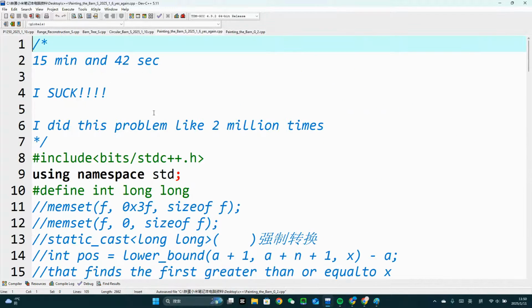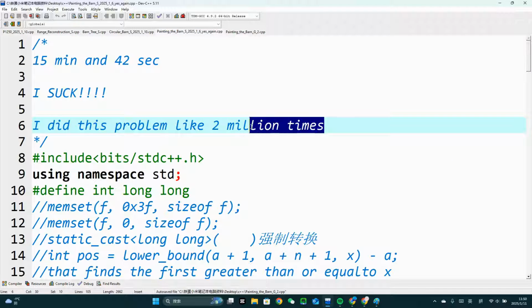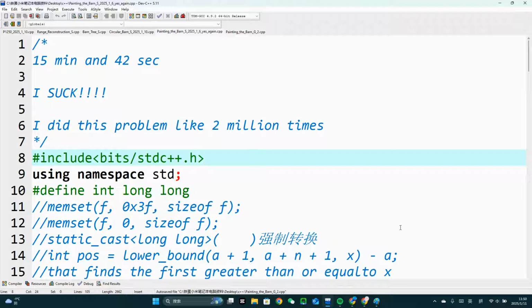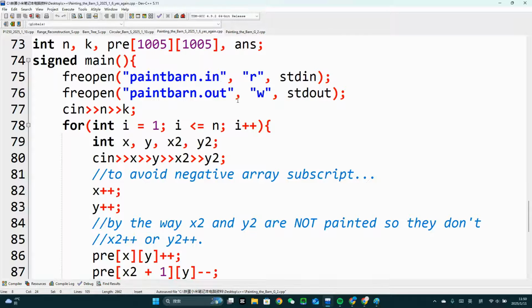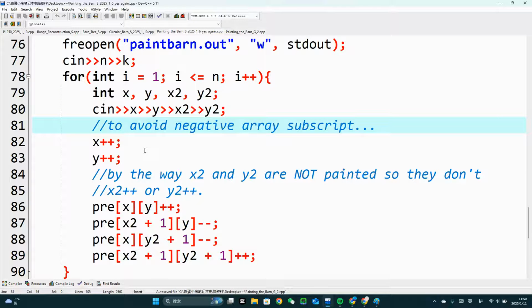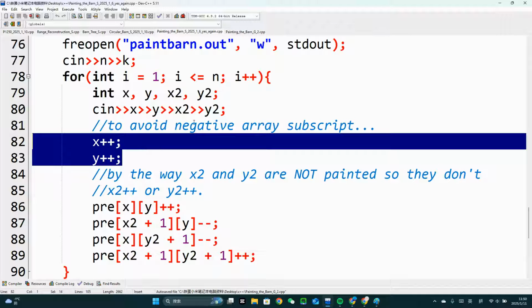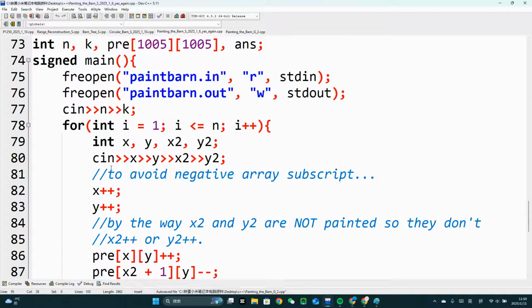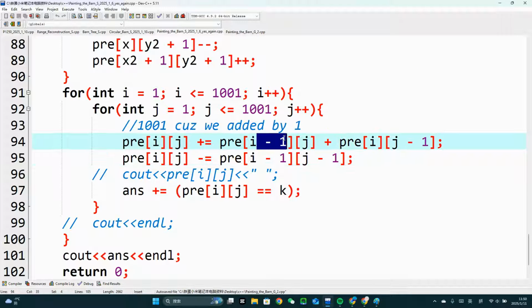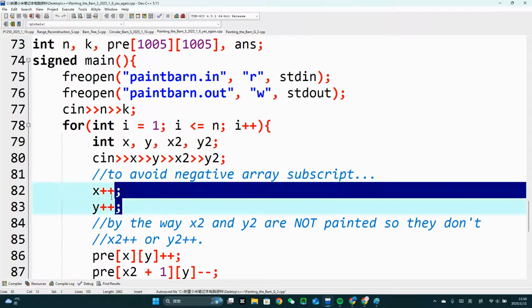First of all, this problem I've done a lot of times, not 2 million, but a lot, because it's pretty basic. It's just the template for 2D prefix sum. This is probably going to be the 5th, 6th time I did it. Anyways, we input, and then I did x plus plus and y plus plus so that we don't have a negative array subscript. Because think about it, when we do prefix sum, we'll do i minus 1 and j minus 1. And since x and y and x2 and y2 can all be 0, if we have 0, then we have to check whether i is 0, and we can't do minus 1 if it is, because then we'll have a negative array subscript. So that's why I did x plus plus and y plus plus.